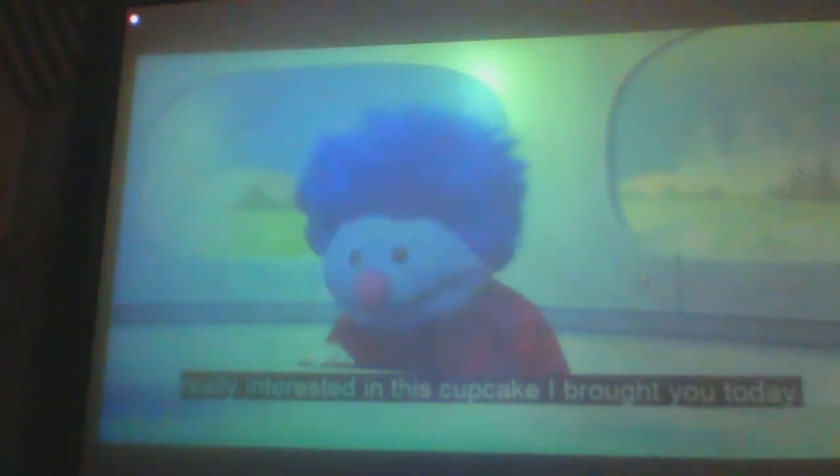Oh, I'm trying to catch the bee. Yeah, I'm really interested in this cupcake I brought you today. Oh, thank you so much. Actually, I've got a math riddle for us. You do? Yeah, maybe we could work on the math riddle together and then see if we can catch the bee. Oh, that's a great idea. I'm going to save this cupcake for later. It looks delicious. I'm going to put it right over here.